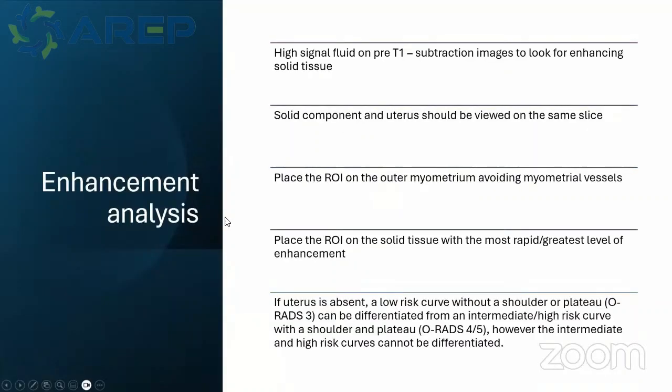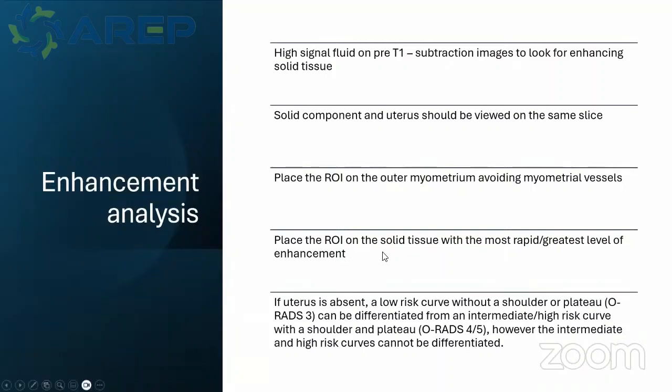So on the post-contrast images, how do we analyze them? If you see high signal fluid on pre-T1 images, then we need subtraction images to look for any enhancing solid tissue. And on dynamic contrast enhanced imaging, time intensity curves are obtained. To obtain those curves, the solid component and uterus should be viewed on the same slice. It can be in any plane. A region of interest is placed on the outer myometrium, avoiding myometrial vessels. Another region of interest is placed on the solid tissue, which has the rapid or greatest level of enhancement. And the time intensity curves are generated from this.